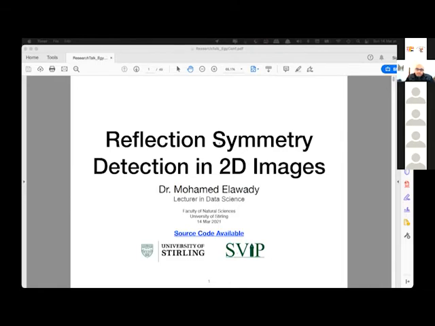Today we will talk about reflection symmetry detection in 2D images, because it can be expanded more to be in 3D.